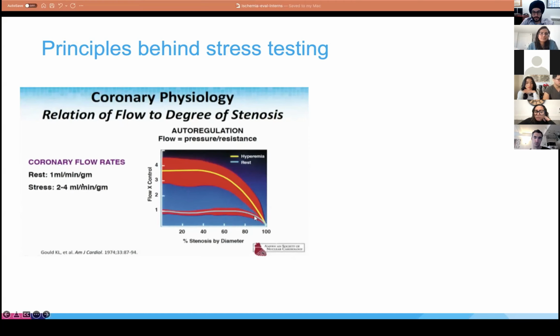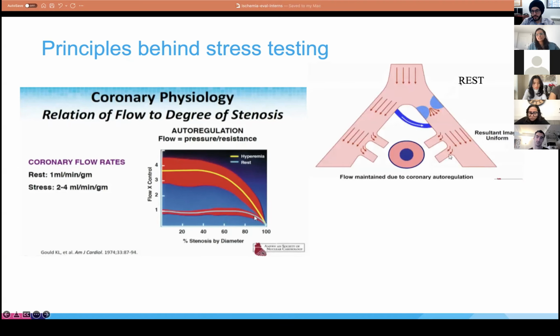At rest, the coronary flow is about 1 milliliter per minute per gram of tissue. And whenever patients undergo any sort of activity or exercise, the flow goes up to 2 to 4 ml per minute per gram. And when there is a stenosis, when you stress a patient, at around 50-60% stenosis your flow starts to fall, unlike rest where you need really critical stenosis. And this flow disparity is what we use in stress nuclear imaging. We try to image this to look for ischemia.